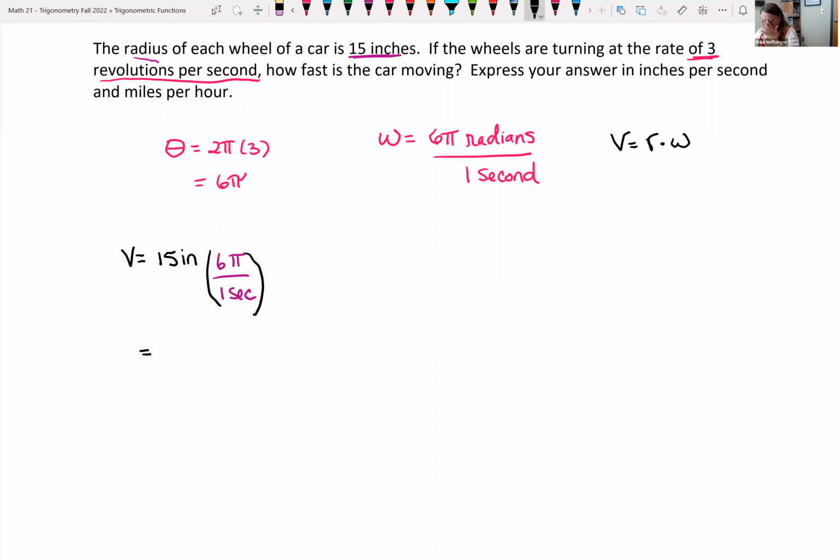So I guess we could multiply 6 times 15. So that's going to give us 90. So we have 90 pi inches per second. So let's look at what 90 times pi is. And so this is approximately 282.74 inches per second.